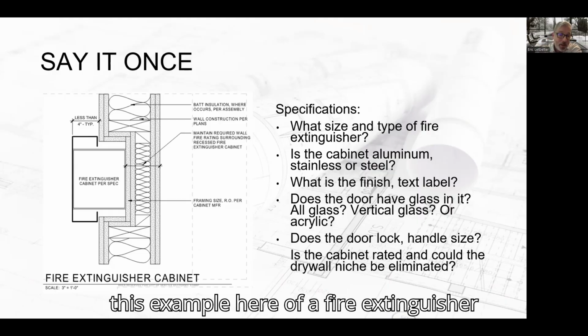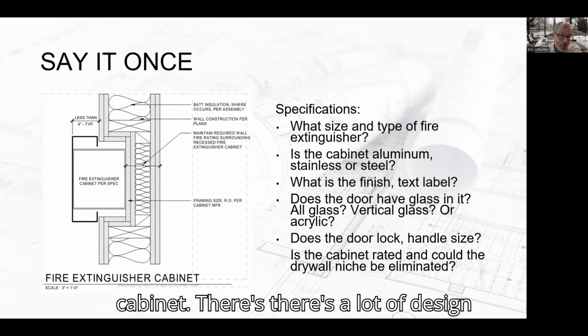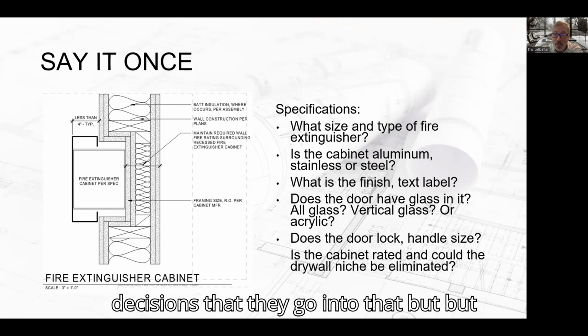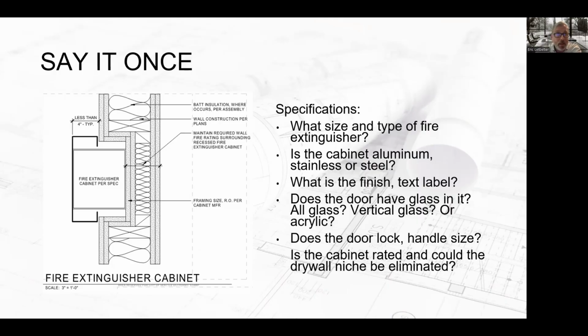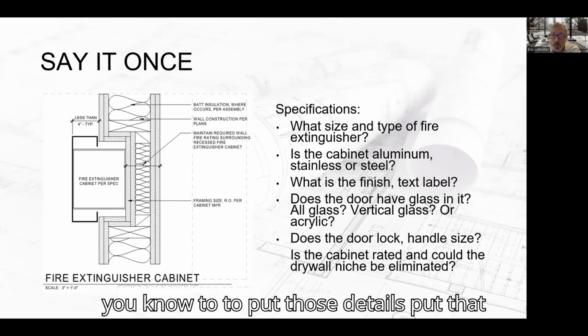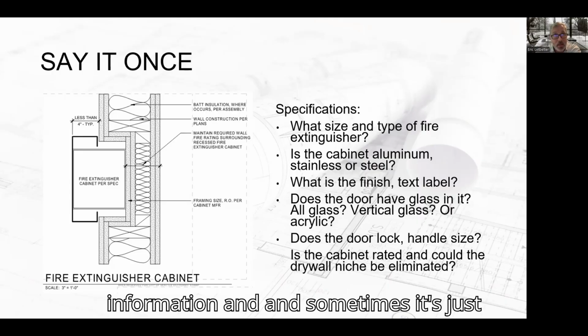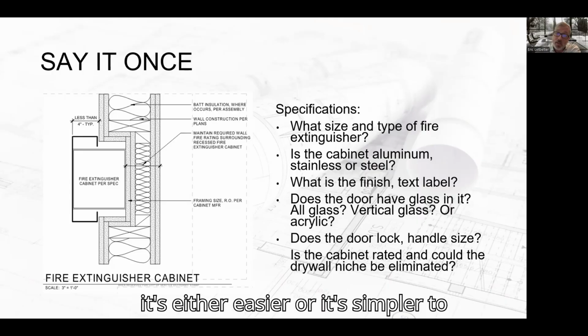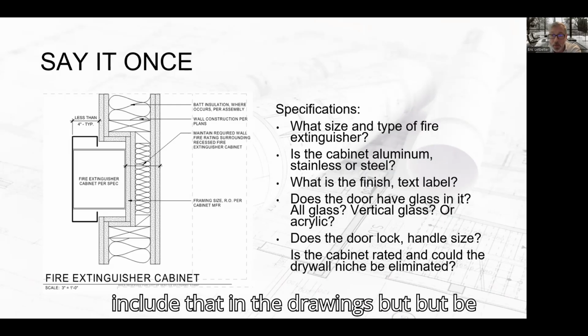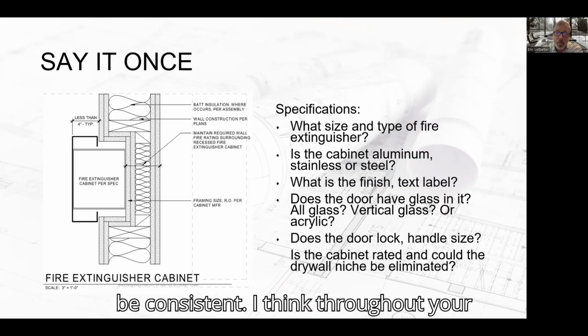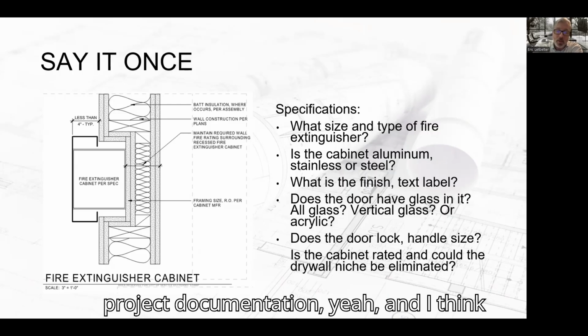this example here of a fire extinguisher cabinet. There's a lot of design decisions that go into that, but take into account the most logical place to put that information. Sometimes it's either easier or simpler to include that in the spec, and sometimes in the drawings. But be consistent throughout your project documentation.